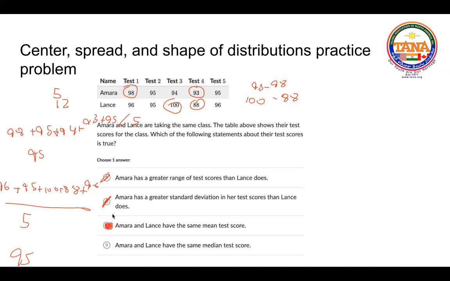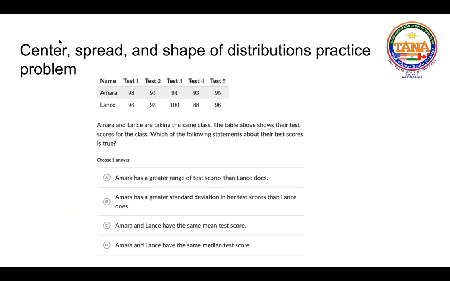Do you guys want me to show you why it's not D as well? Or should we just move on now that we got the answer? All right. One second.